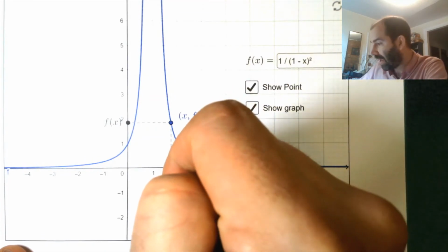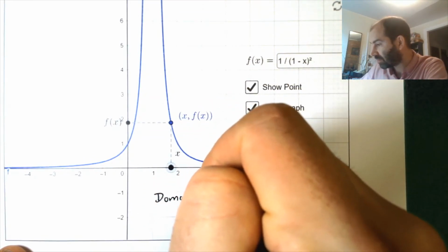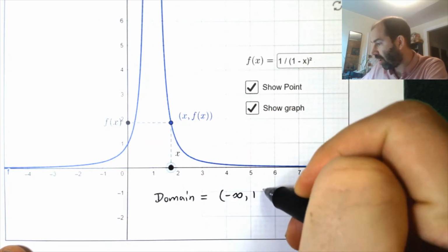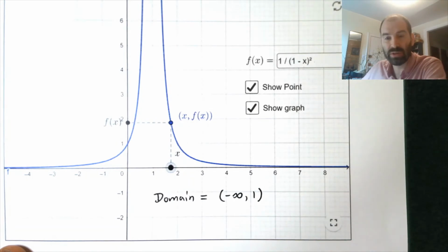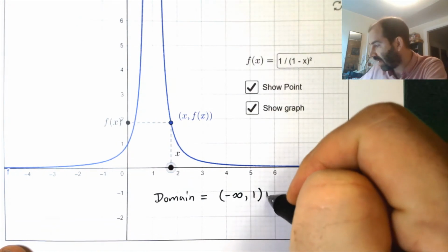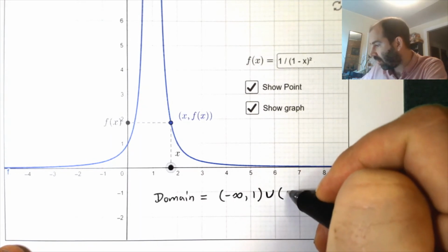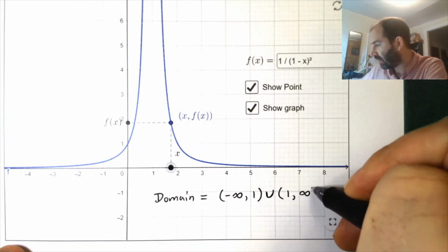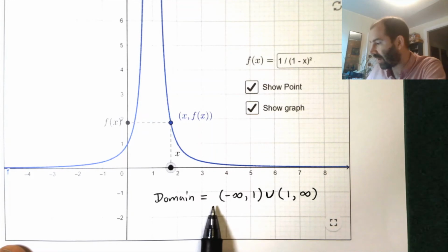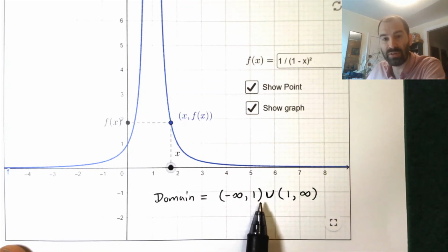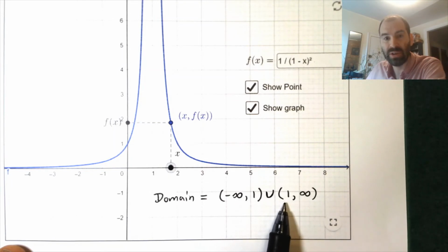So for the domain here, I have all numbers up to 1, but not including 1. So I use a round bracket. Together with, I use the union symbol, all numbers from 1 to infinity. Notice I've got all numbers here, but I skipped over 1. 1 is not included in this interval, and it's not included in this interval. So I've got all numbers except 1 in the domain.